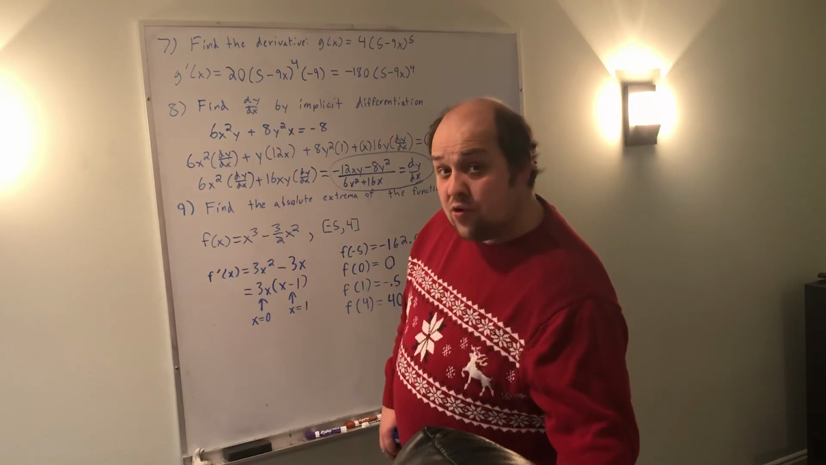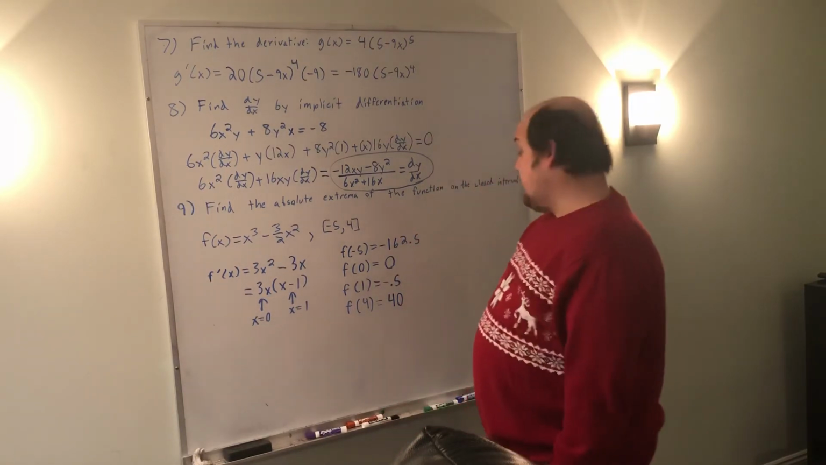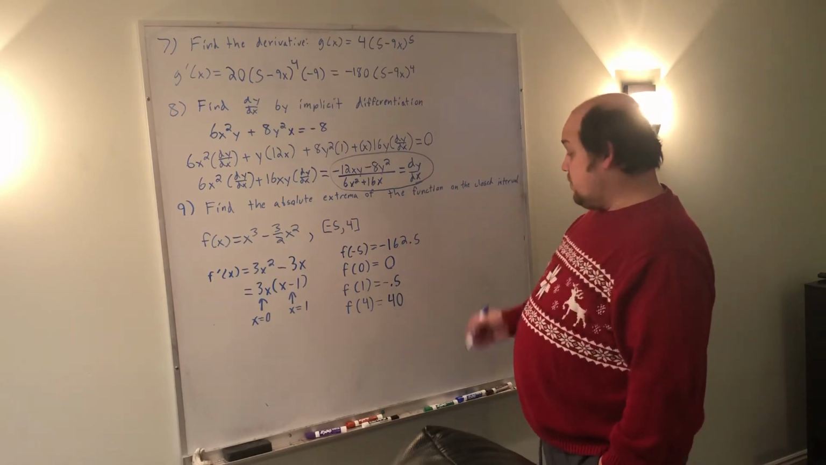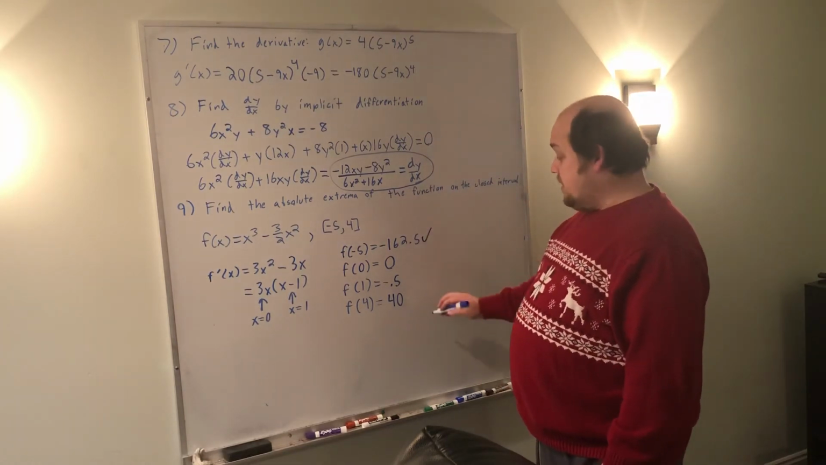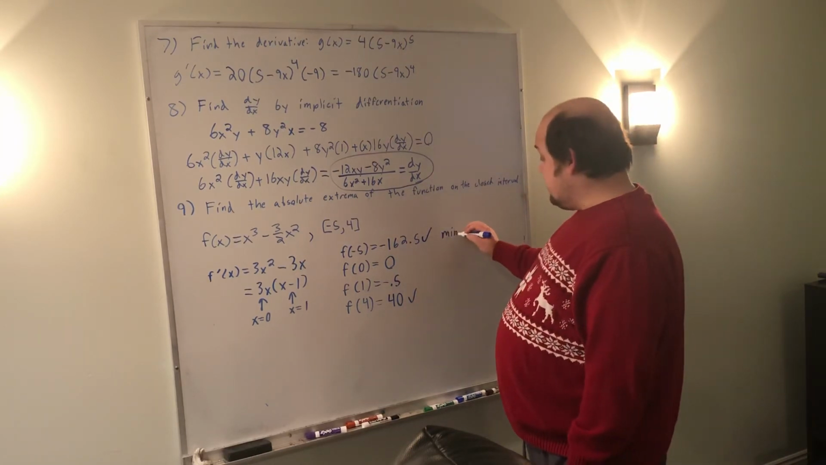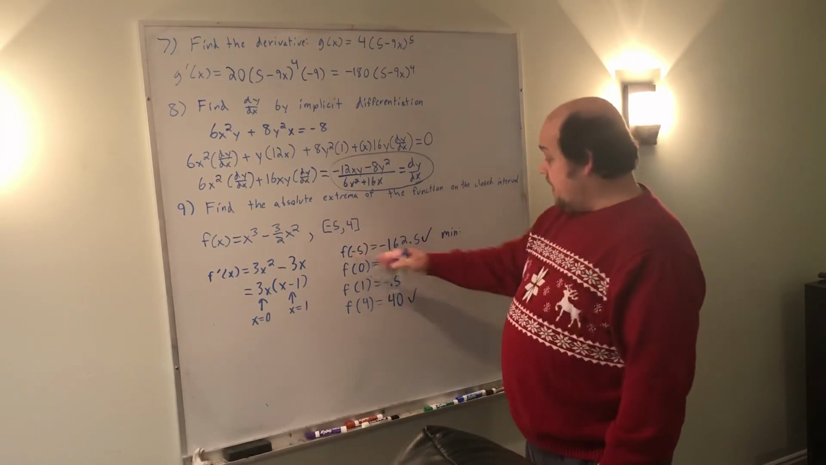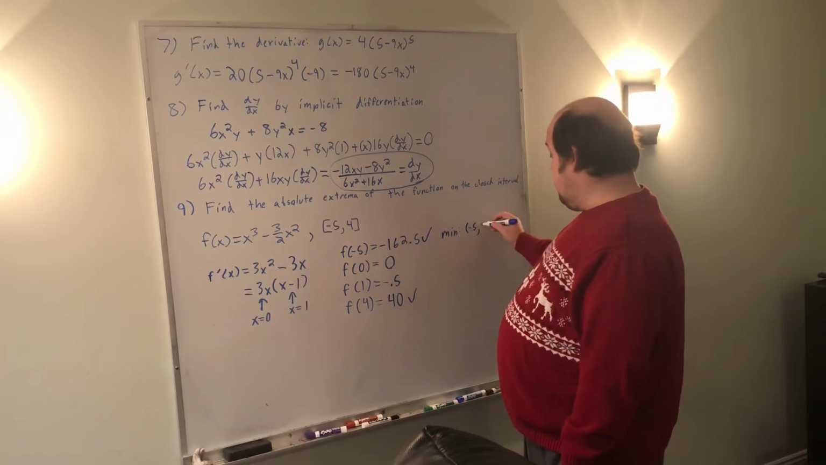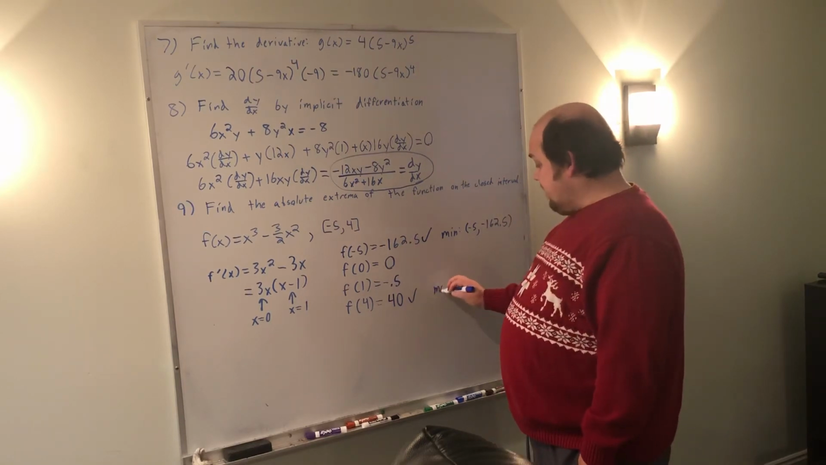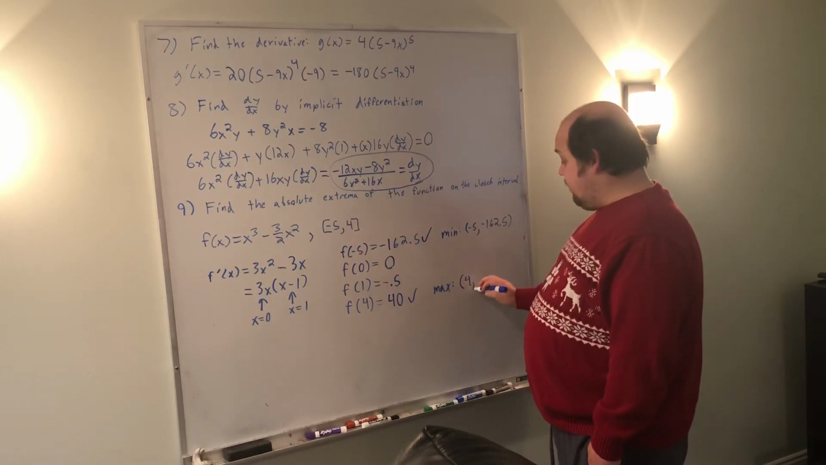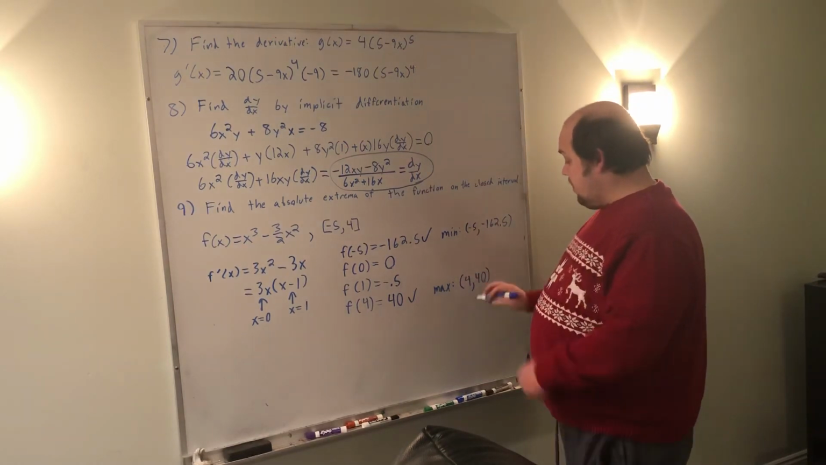Once I've found what the y values are associated with each of these x's, I'm going to identify the lowest y value and the highest y value. Here's my lowest, here's my highest. So my minimum is the lowest. It's occurring at an x value of -5, a y value of -162.5. Here's my max. It's occurring at an x value of +4, a y value of +40.